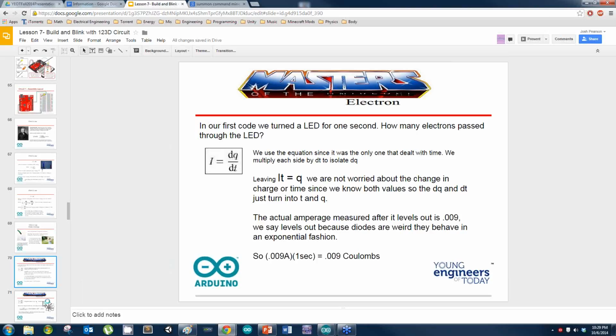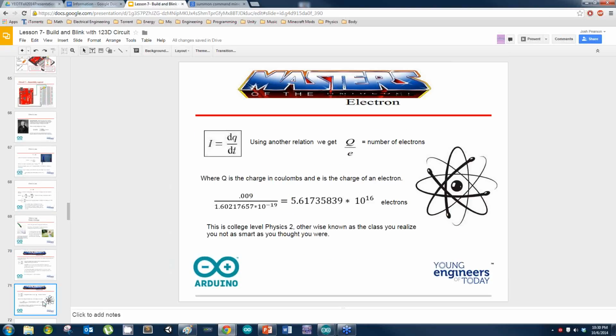Yeah, so since there is a linear commonality between all of these, if you divide that number or multiply it by however much time you're using, that's going to be how many electrons are actually flowing through your circuit. This is college level physics 2 stuff, all that dq, dt stuff, otherwise known as the class where you realize that you are not as smart as you thought you were.